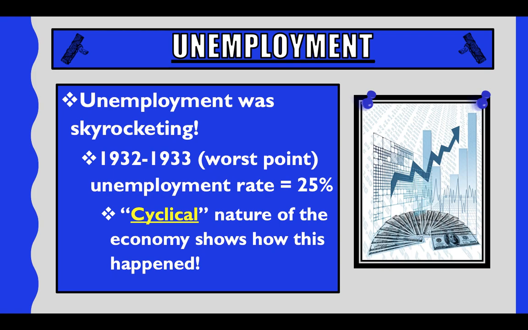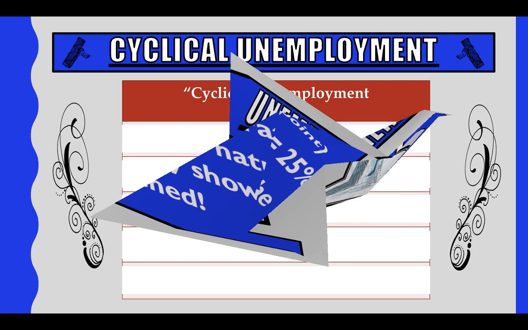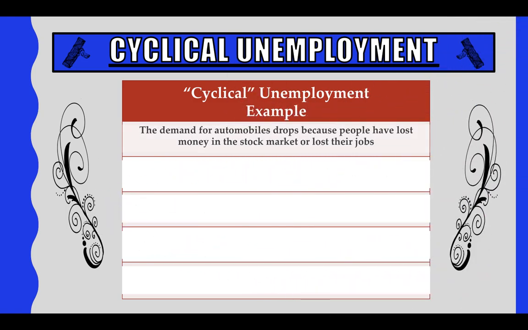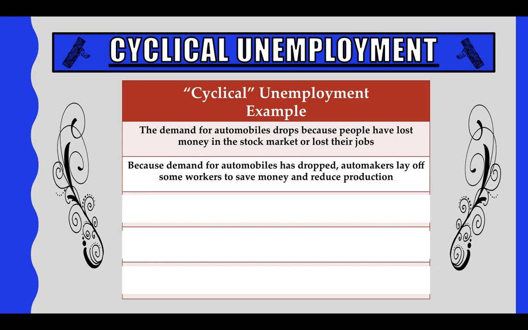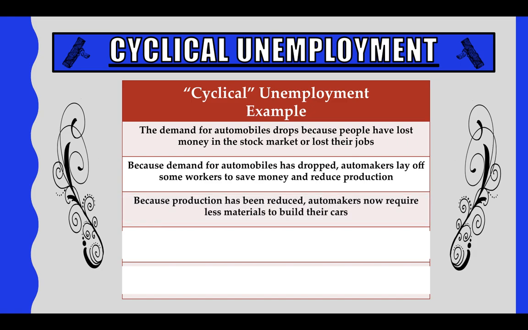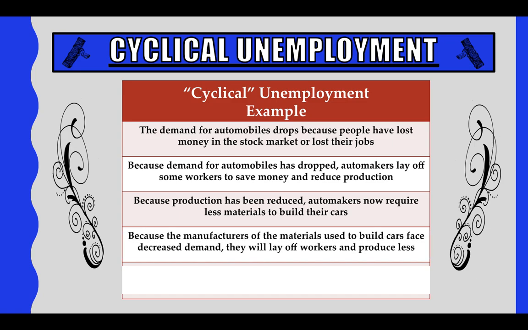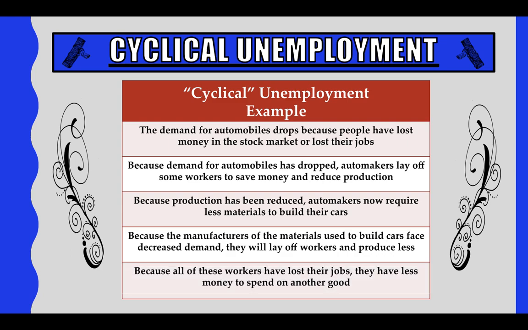This is the cyclical nature of the US economy, though. So take a look at this. This is cyclical unemployment. Say, for example, the demand for cars drops because people have lost money in the stock market, right? Because the demand for cars has dropped, the automakers lay off some of their workers. Because people have lost their jobs, right? And these manufacturers need less materials to build their cars, so they stop buying things from those businesses. As a result, those businesses lay off some of their workers. Because these people have lost their jobs and they have less money to spend, the economy as a whole begins to shrink.